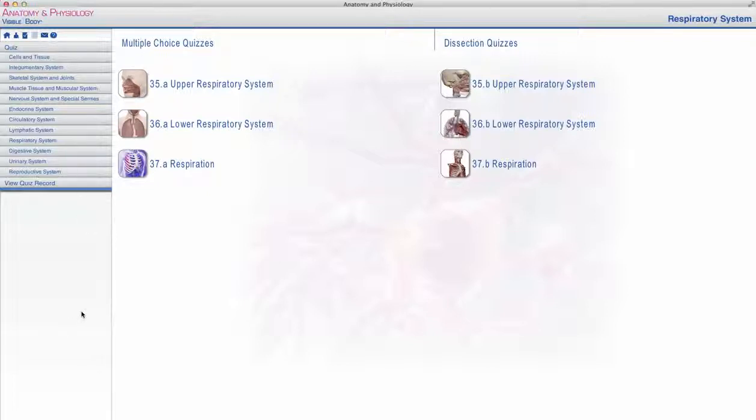I hope this has helped you see how to walk through use of the Visible Body software program and how beneficial it can be both in class and during individual student study time. Thank you.